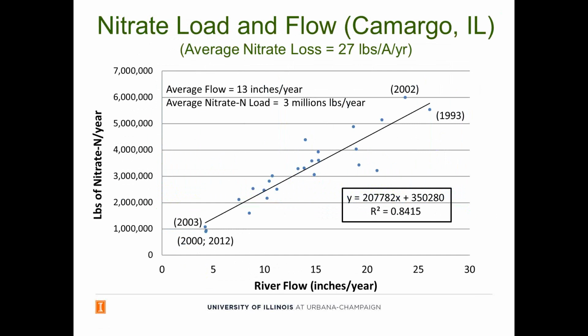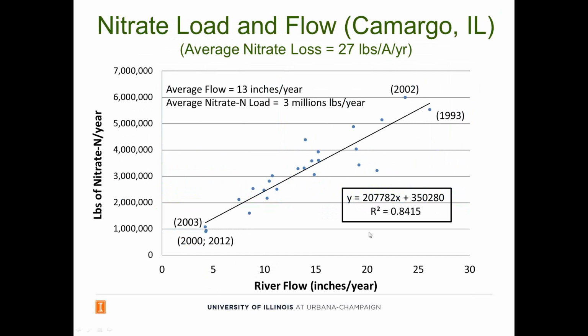And let's see, you can see that dry years are down here around 1 million pounds. That's about 8 pounds per acre per year of nitrate loss, where in 2002 and 1993, very wet years, these were near 50 pounds per acre per year N loss. So you can see quite a range.